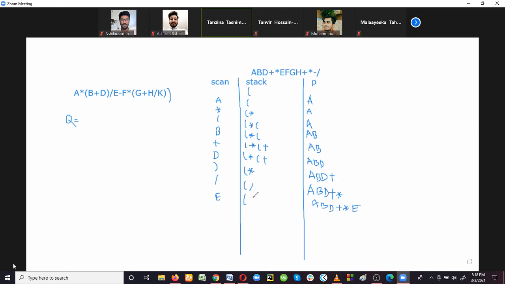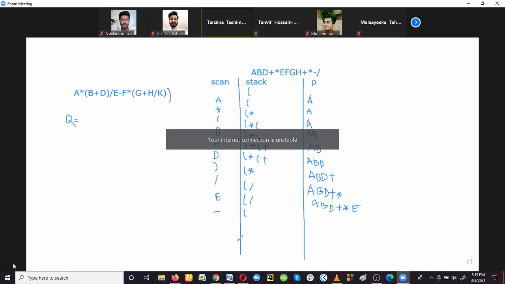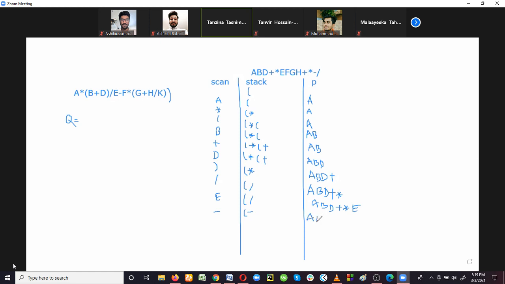its precedence level is lower than this division operator. So what will happen? These operators will be removed. After removing this operator from the stack, we can place minus, the subtraction operator. Then that division operator will be added here. Plus multiplication E and then division.